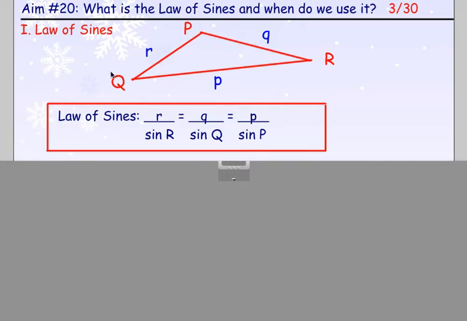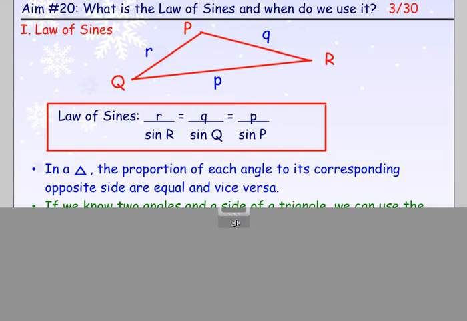The law of sines says that the ratio of the fraction that a side makes with the sine of its angle is always constant. So r over sine R equals q over sine Q, which is equal to p over sine P. Each of the proportions are exactly the same. In some textbooks, it's reversed. You have sine R over r, sine Q over q, sine P over p, and it's fine as well. It will not affect the answers that you get when you look for sides or angles.